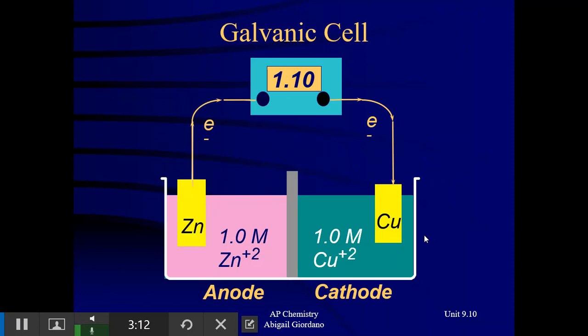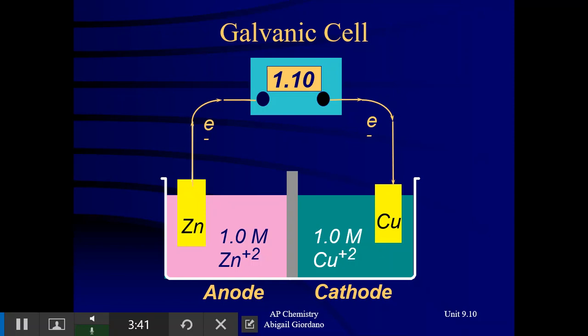So let's just refresh our memories on all of the different parts of a galvanic cell. Okay, galvanic cells, of course, have an anode and a cathode. You have two metal electrodes that are immersed in aqueous solutions, and we've got electrons in this particular diagram flowing from left to right. That turquoise box in the middle is supposed to represent a voltmeter.